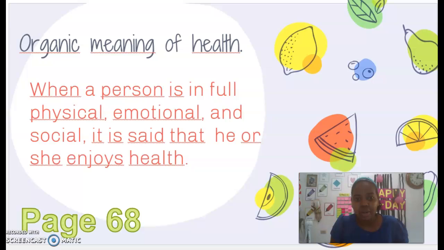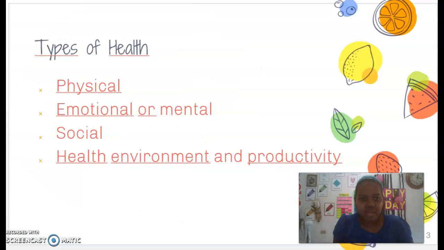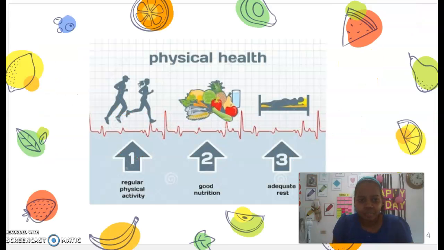Yesterday we were talking about the meaning of health in your book, page 68. Today we are going to continue with page 69 and see the relation of microbes with human beings. Yesterday we discussed the types of health: physical, emotional or mental, social, and environmental.